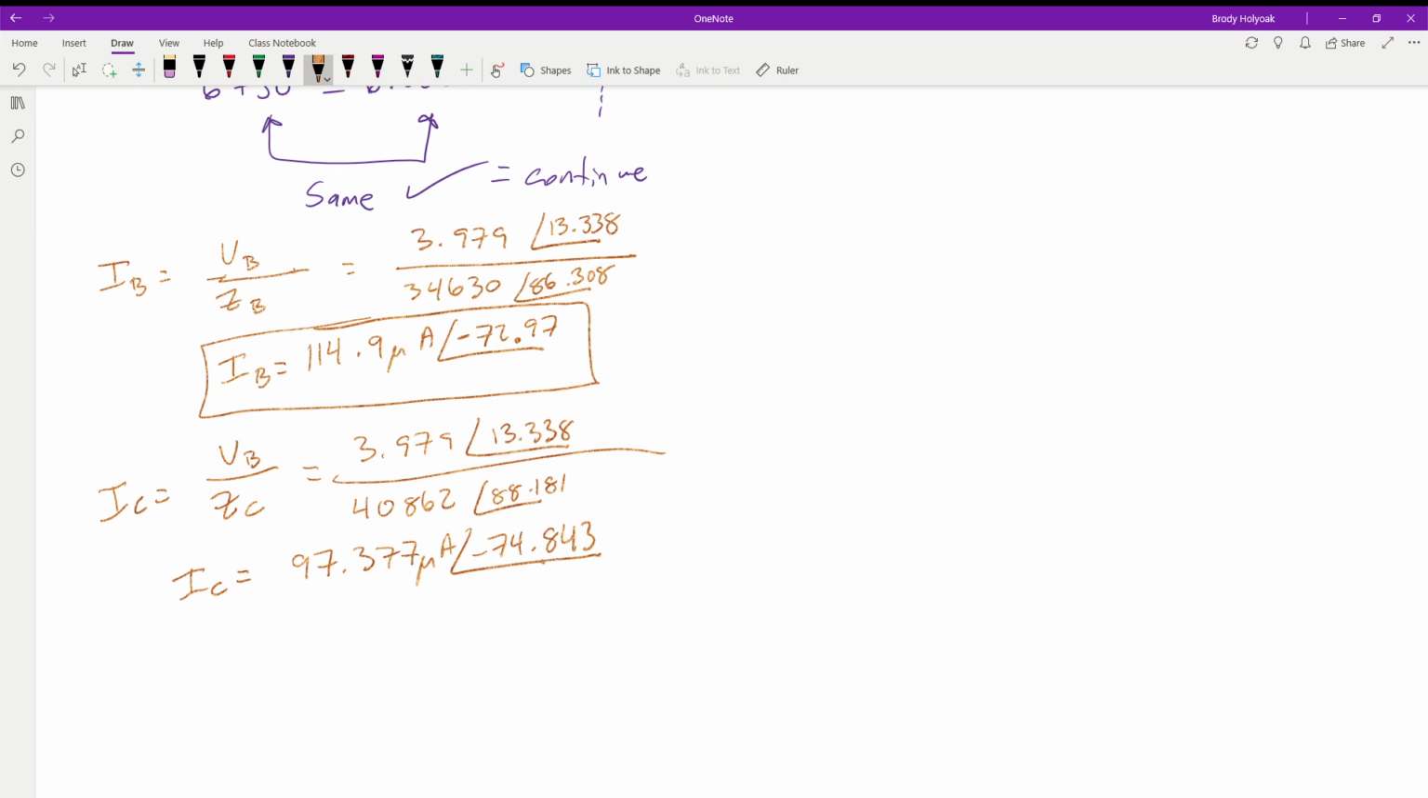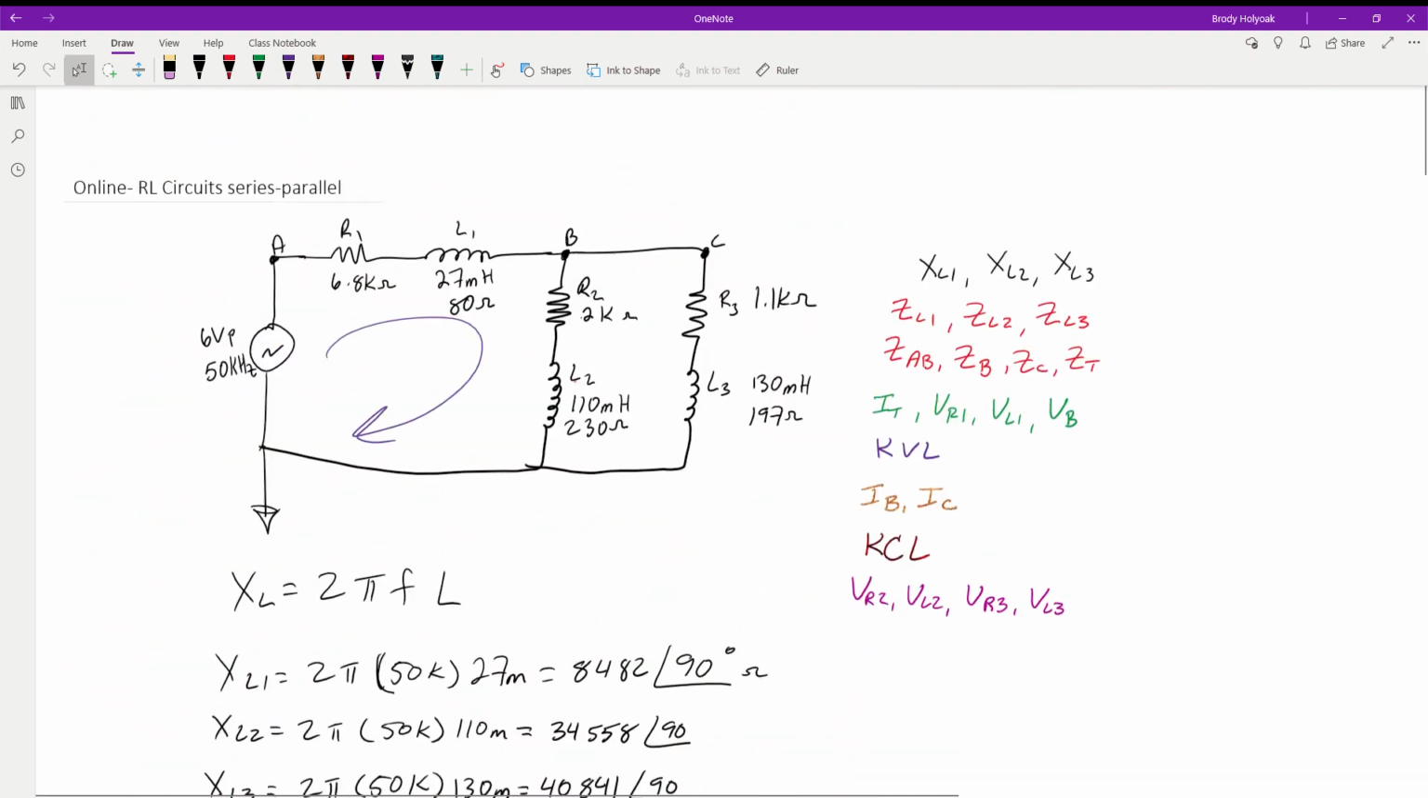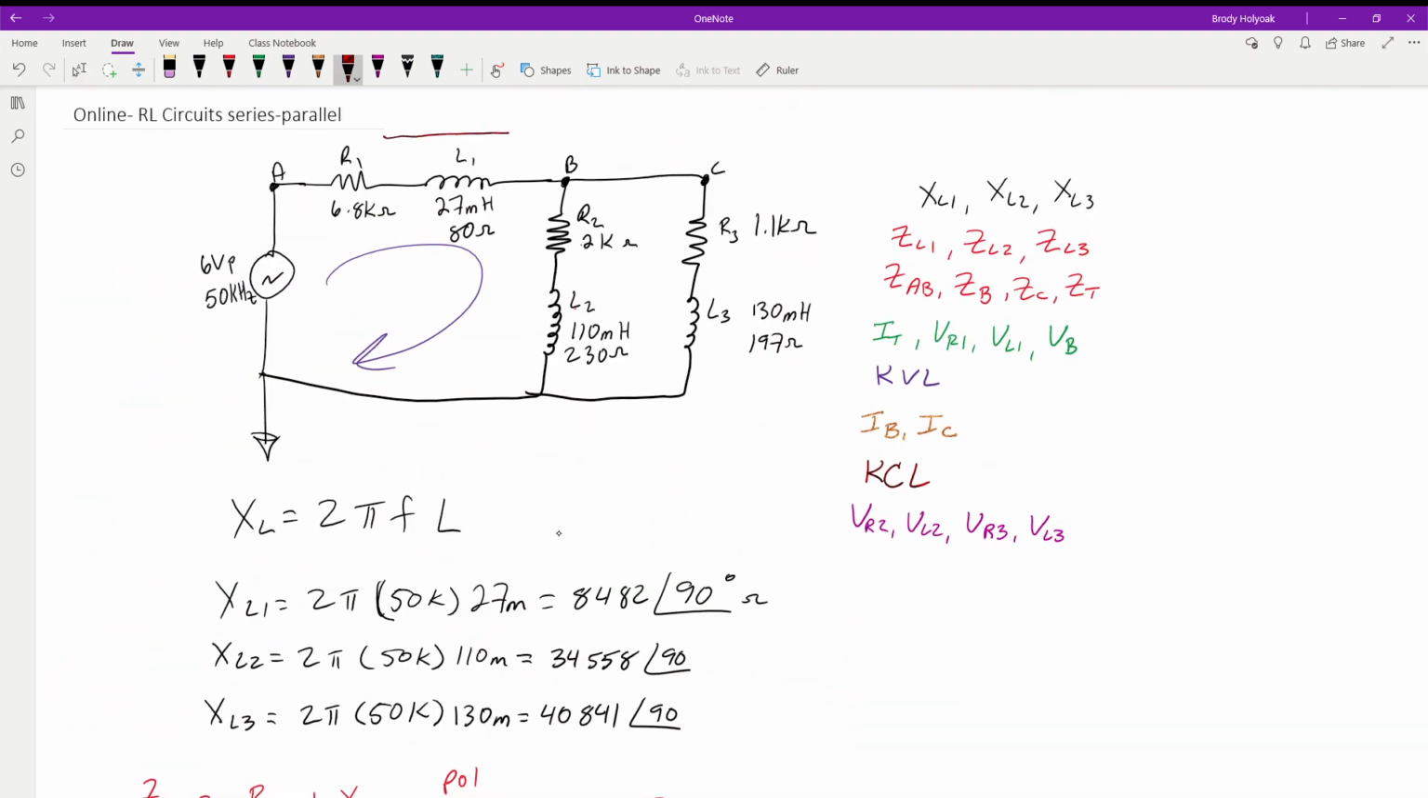Okay, now that we got those two currents, we want to do one final double check to make sure we didn't fat finger anything there. So we're going to do a Kirchhoff's current law check. Remember that Kirchhoff's current law simply states that the current going into a node has to equal the current going out of the node. So if we come back up here and look at our main circuit, we have our I total coming in through here, and then it splits when it hits point B, and it breaks into two currents. So this is our IB and our IC. And then when they come back together, they reform to get us our I total.